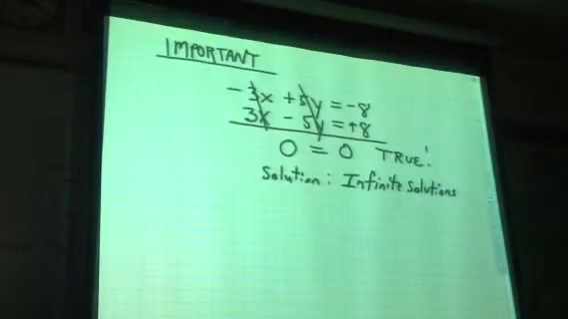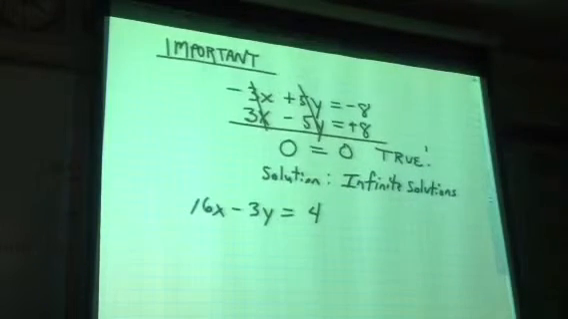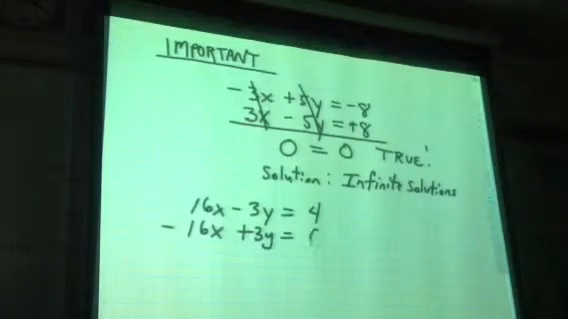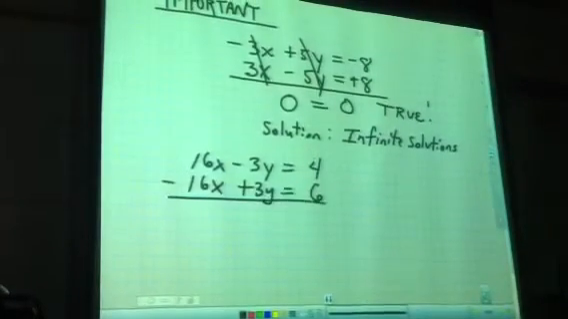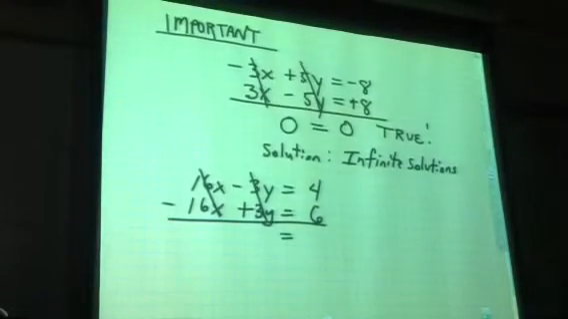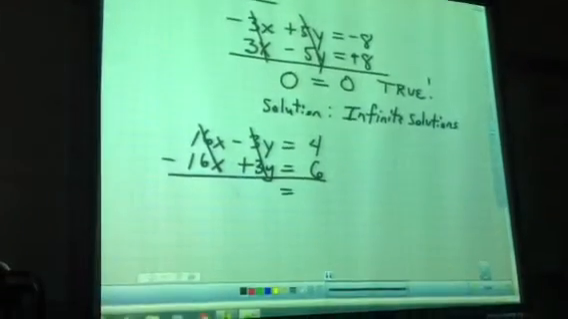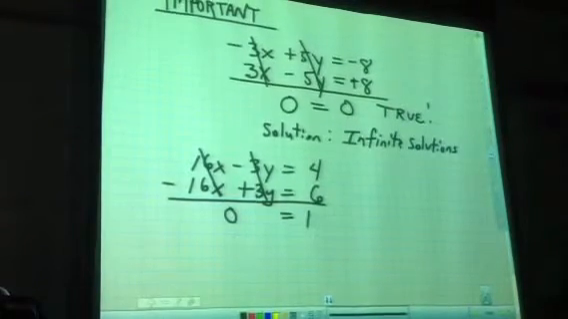However, suppose you have one like this. 16x minus 3y equals 4, and then you got negative 16x plus 3y equals 6. And you're like, oh, I can cancel these out. If I add these two together, the x's cancel out and the y's cancel out. So what are you left with on this side? That's right, a 0. But 4 plus 6 is not 0, it's 10.